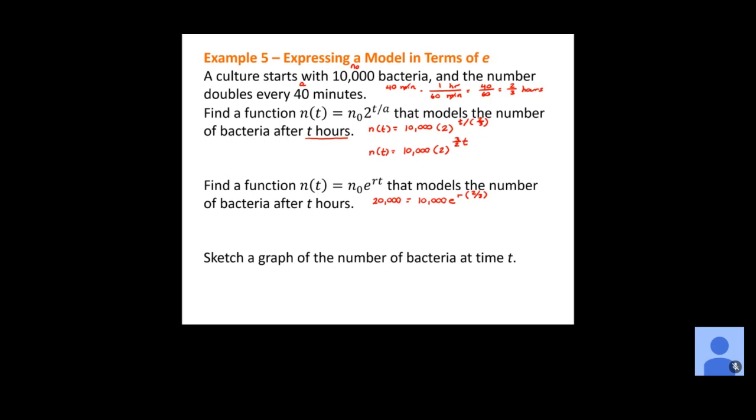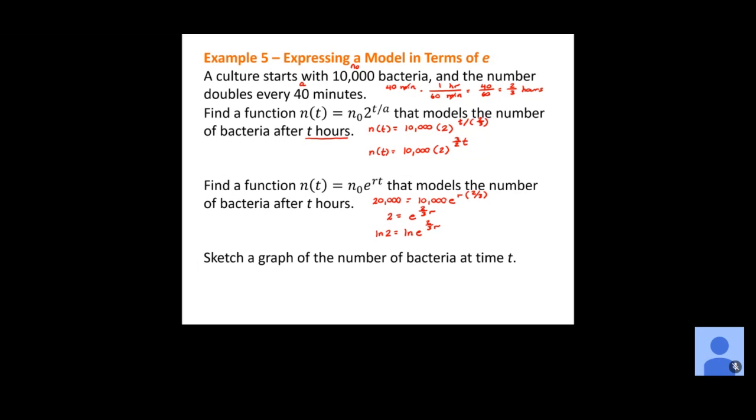Again, since I already know what my doubling time is, and I know what double my initial population would be, I can put double the population in as my N of t, keep my initial population the same, use my doubling time as the t value now, and now we can just solve for the rate. So first step, I'm going to divide by 10,000. That's going to give us 2 equals e to the 2/3 r. Now I'm going to take my natural log of both sides. So we have natural log of 2 equals the natural log of e to the 2/3 r.